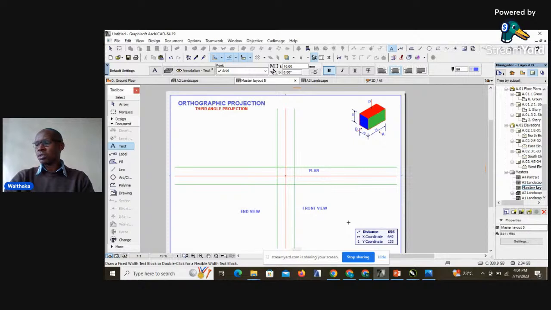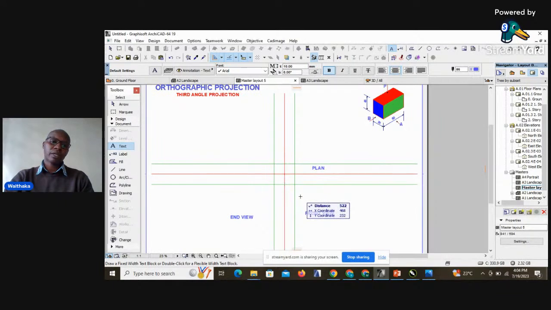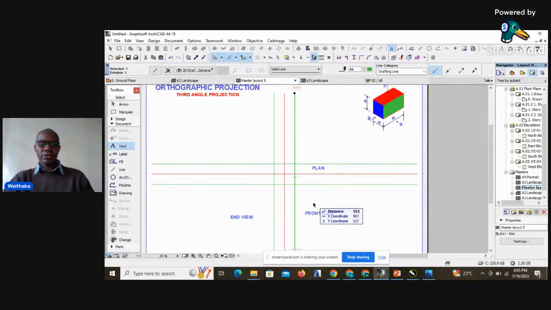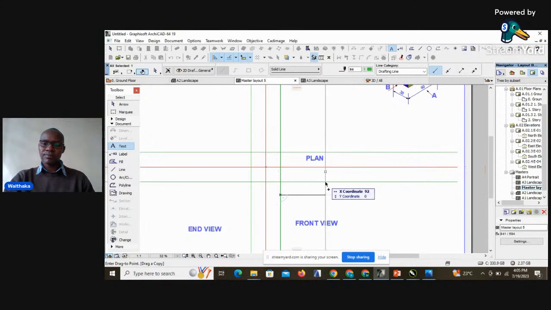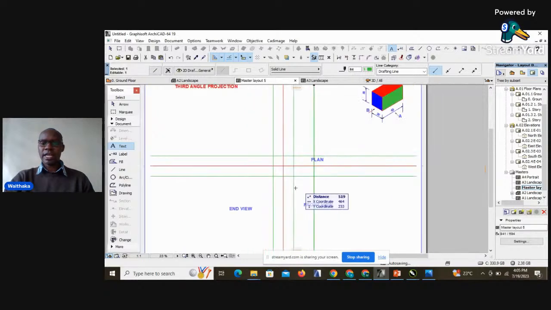So therefore, once we've been able to understand how views are organized in that angle projection, then we can project them just like we did with the first angle projection. Our front view is 60 millimeters by 40 millimeters. So I'll pick my first construction line and draw another construction line at a distance of 60 millimeters. That will define the length of the front view.